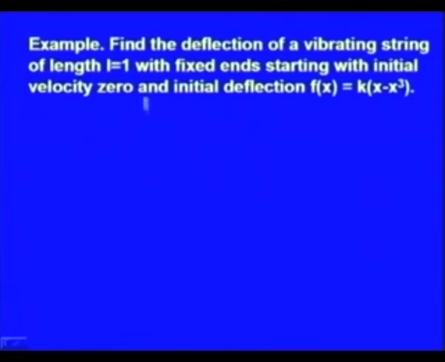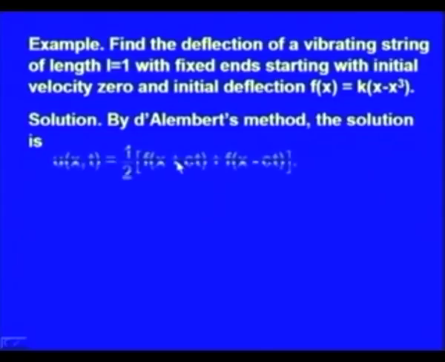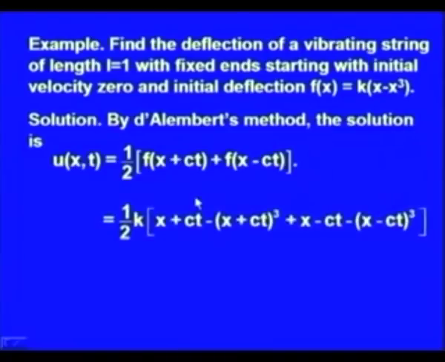Now, let us take an example on the D'Alembert method. Let us find the deflection of a vibrating string of length L equal to 1 with fixed ends, starting with initial velocity 0 and initial deflection f(x) equal to k times (x minus x cube). By D'Alembert's method, we know that the solution is given by u(x,t) equal to half of f(x plus ct) plus f(x minus ct).